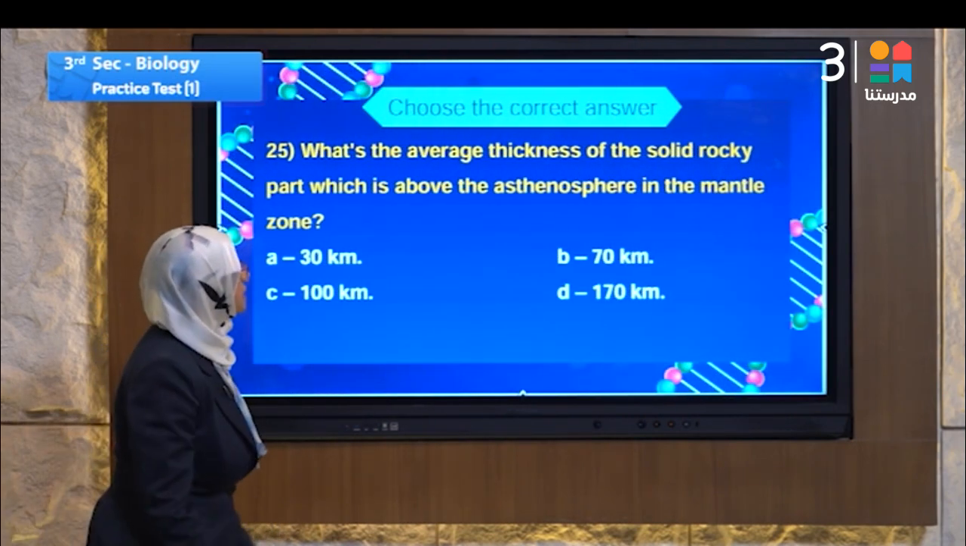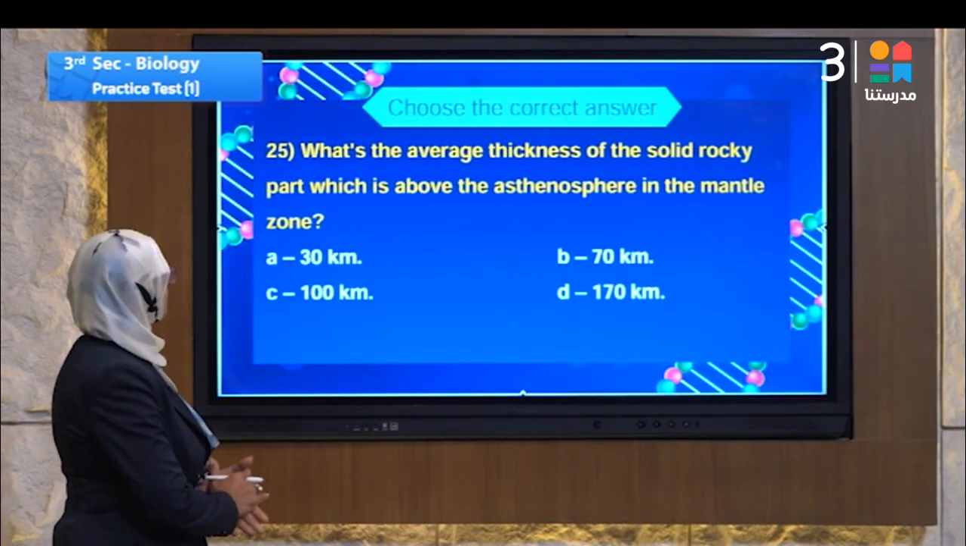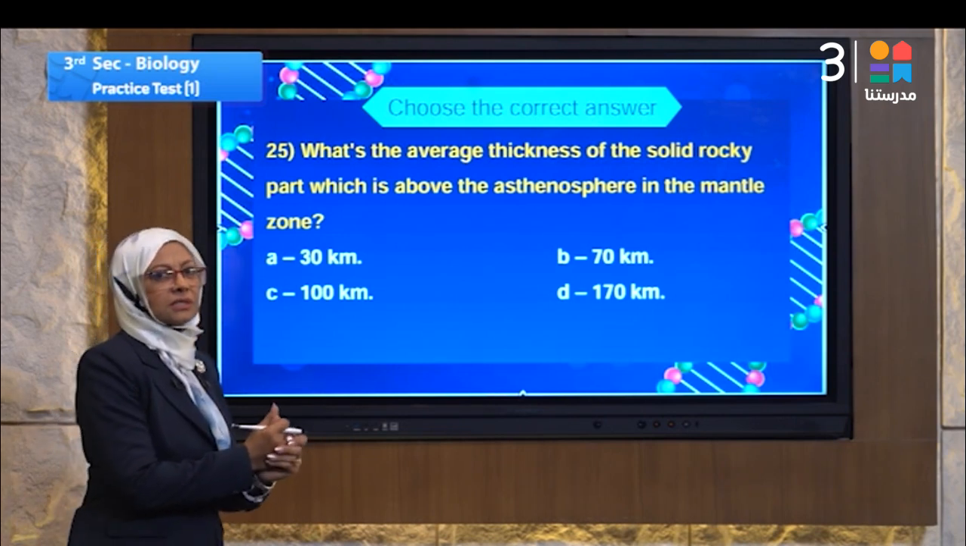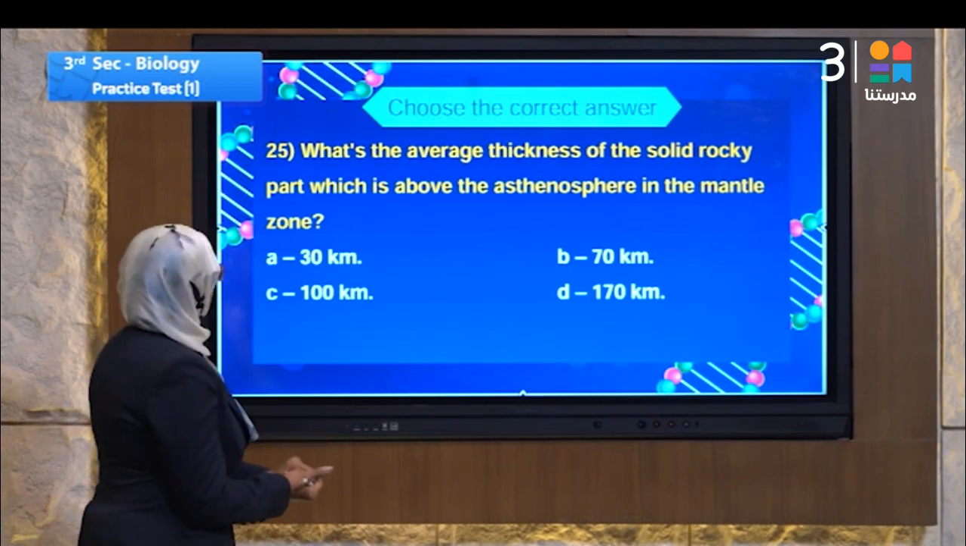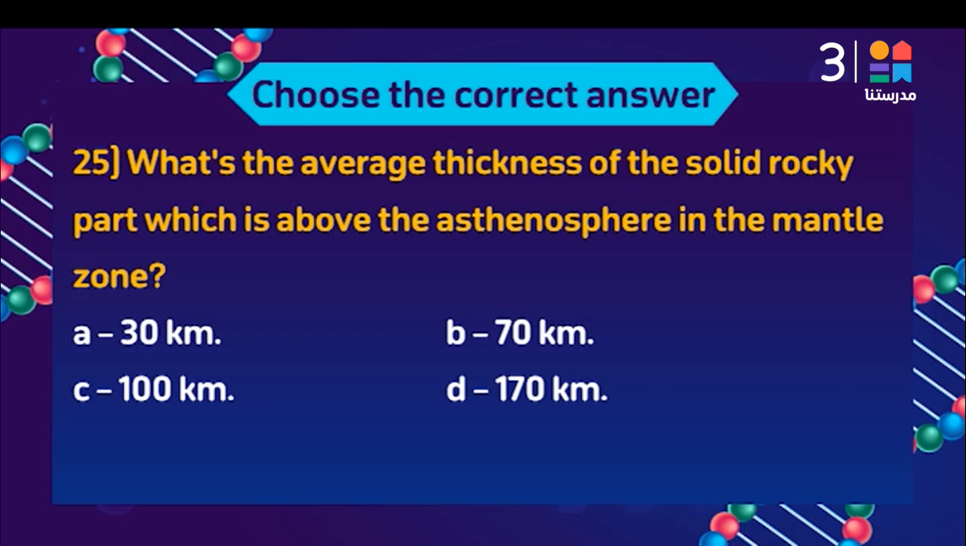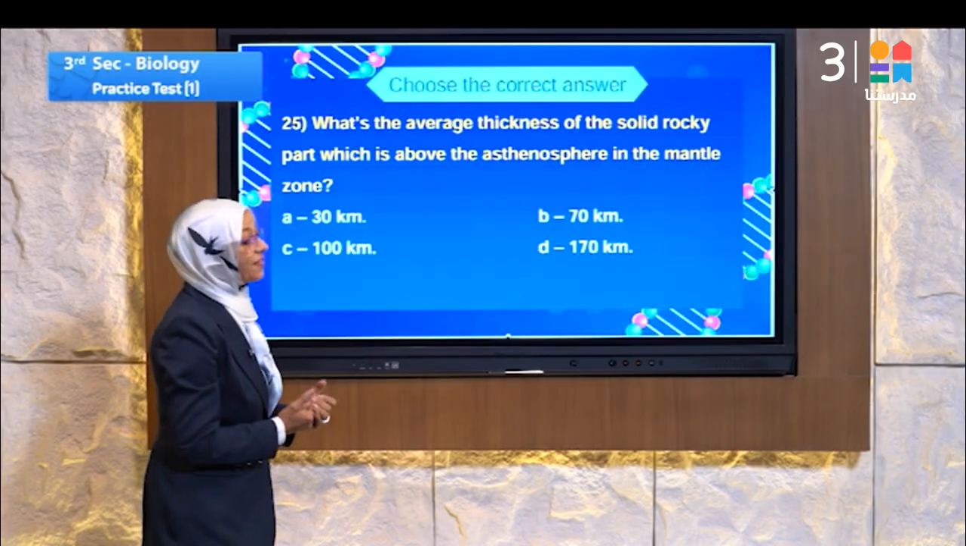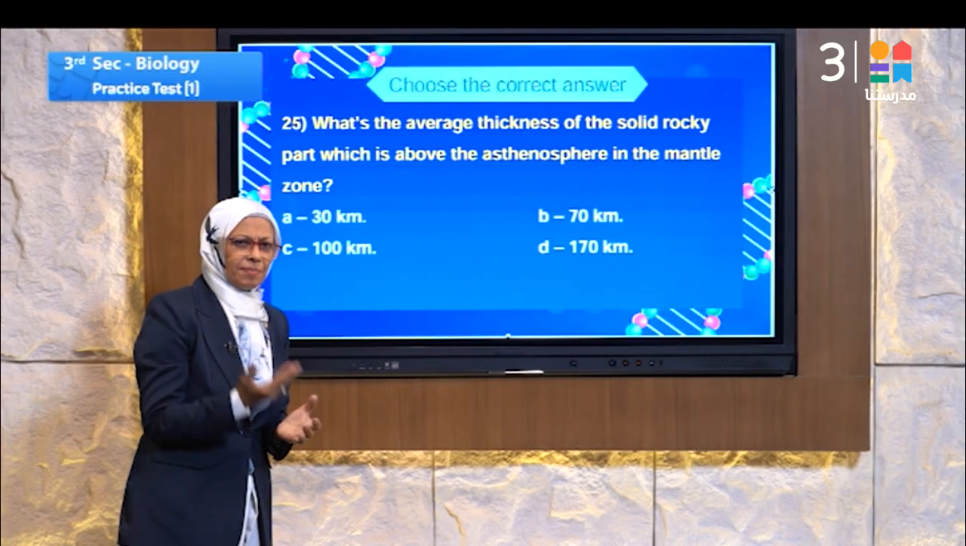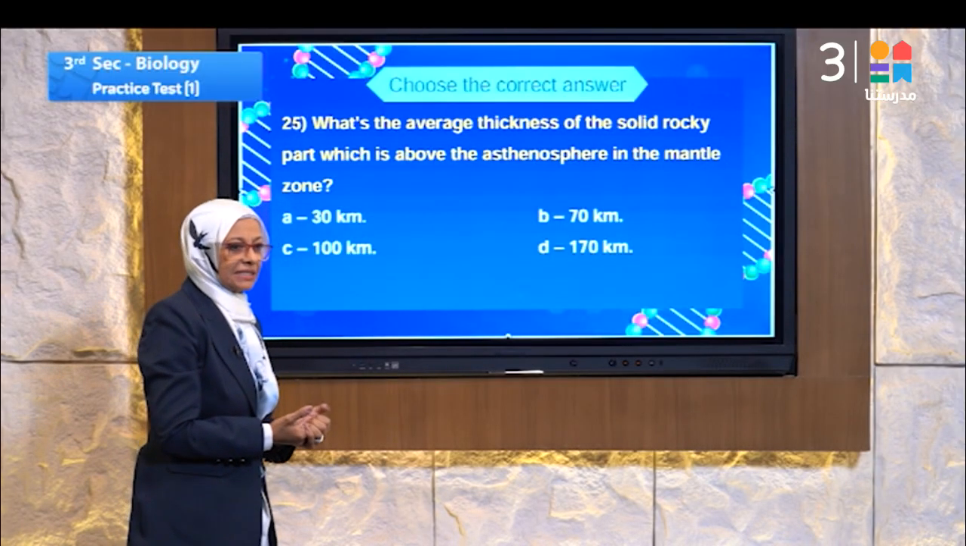Question 25 speaks about the solid rocky part, which means earth science. Now, earth science, let's go to see it. What's the average thickness of the solid rocky parts which is above the asthenosphere in the mantle zone? We must remember the thickness of this.